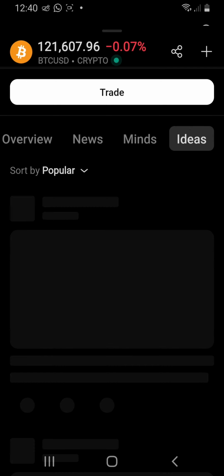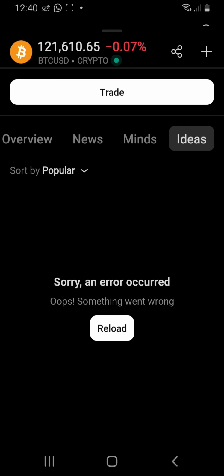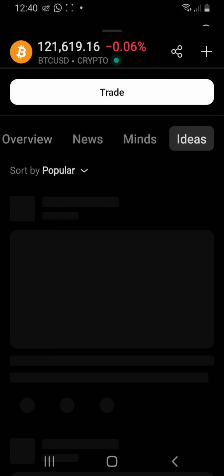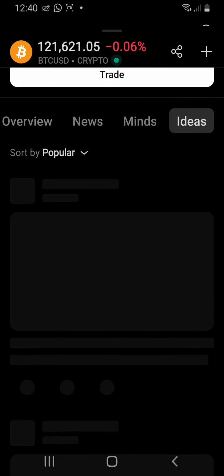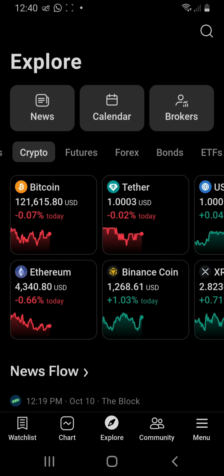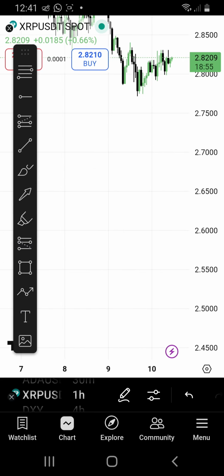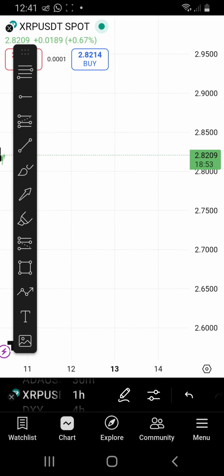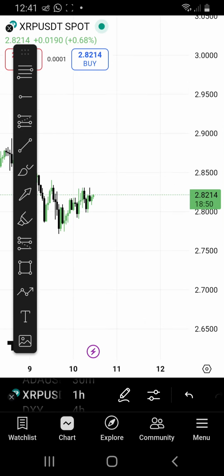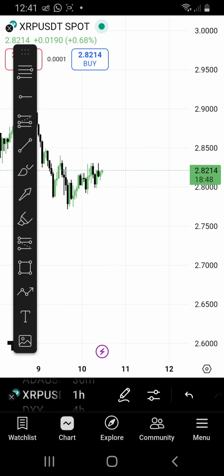So you can check ideas too. So the next thing is you can view all the market sentiment. The next thing is chart. Here is where you perform your technical analysis on the chart. So here is the place where you will perform your technical analysis.